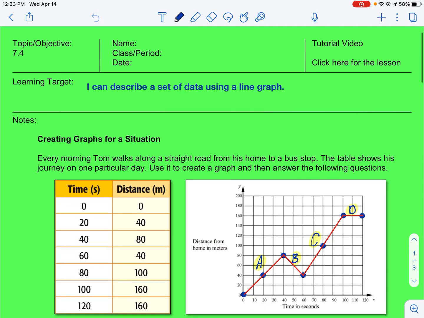Our learning target for today is I can describe a set of data using a line graph. So our two official math language words here are a set of data, which is just a piece of information, usually in numbers, and a line graph, which is what we're going to be creating.